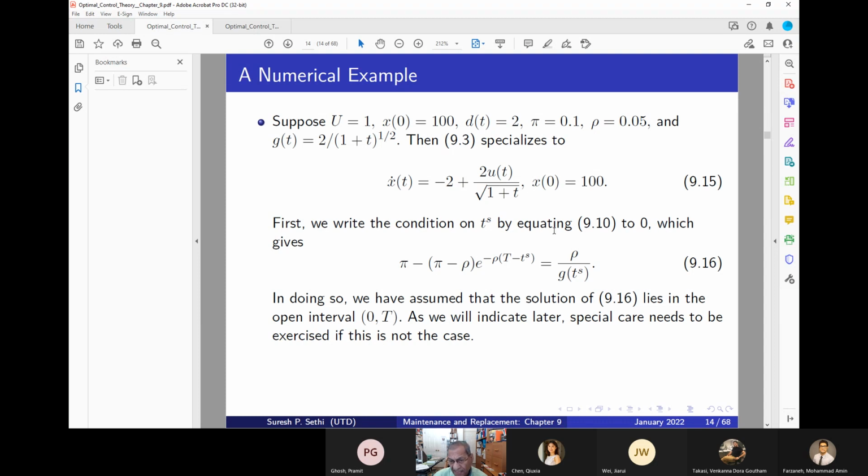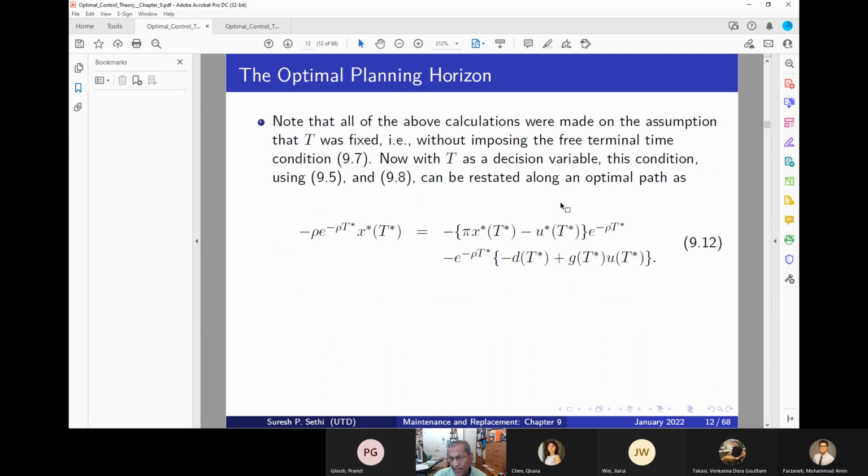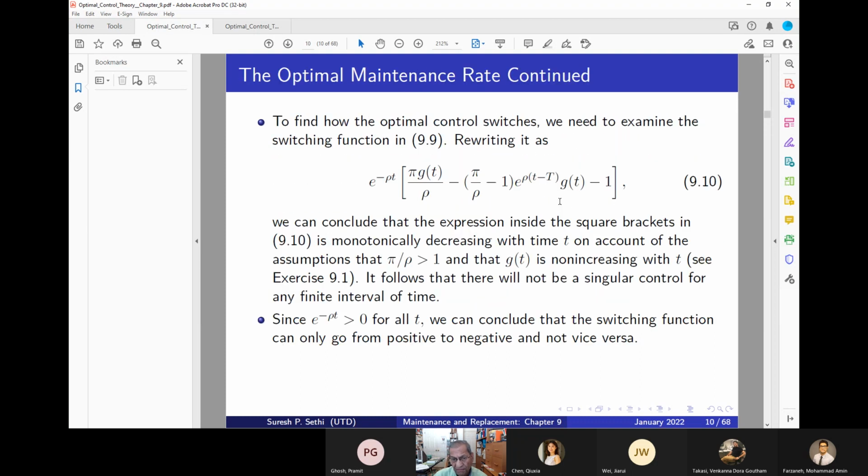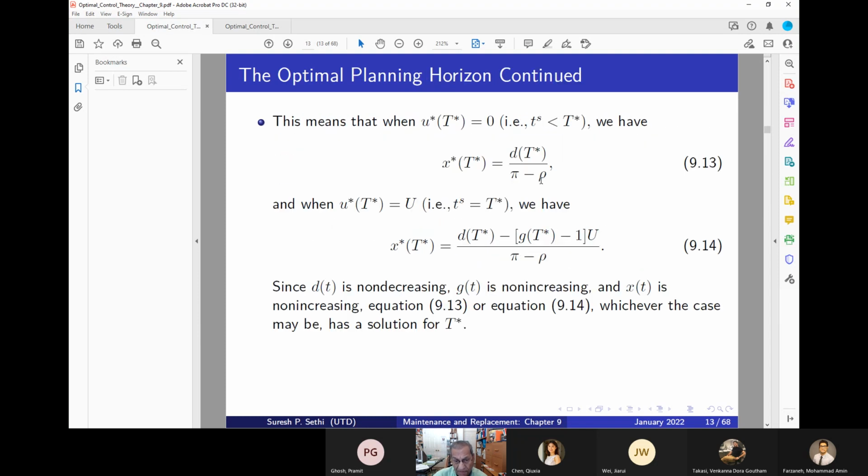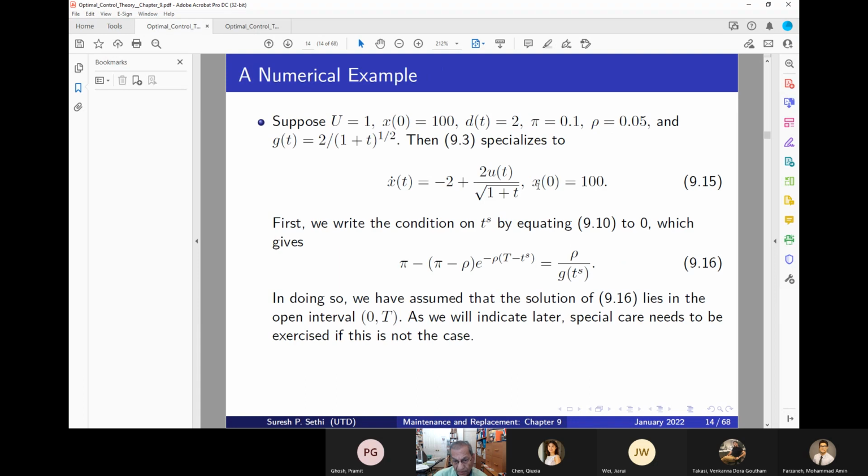And condition on Ts by equating 9.10 to 0, 9.10 is given by this formula. This is our switching function. And when we set equal to 0, you get Ts. So we're going to set it equal to 0. This is the condition for Ts. So we know that the switching function would satisfy this condition. Now, this is the situation here.